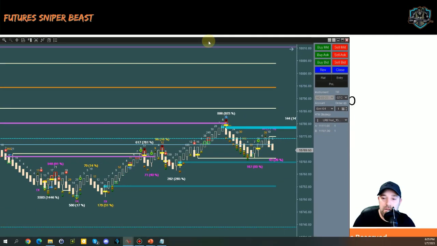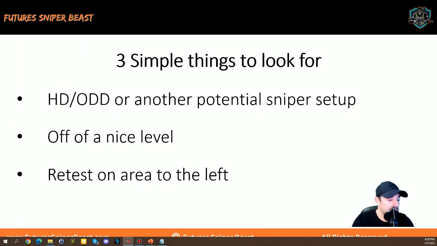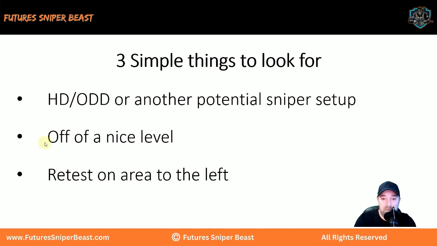So that's why I can trade nice and relaxed. Because I know what I'm looking for. I know what I'm looking for. And that allows you to look ahead, you look left, and you're just waiting. Okay. And that's really it. That is really all I look for.